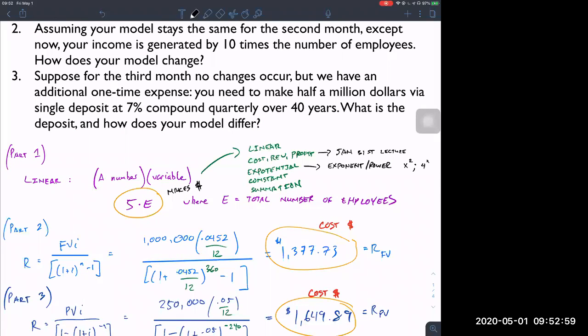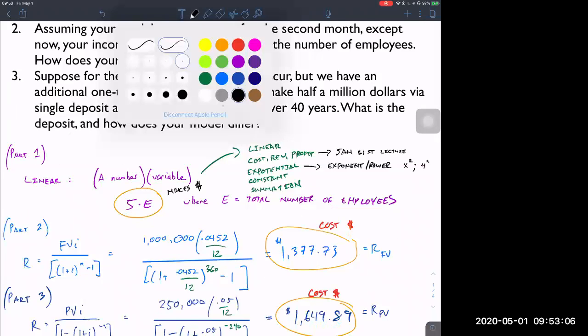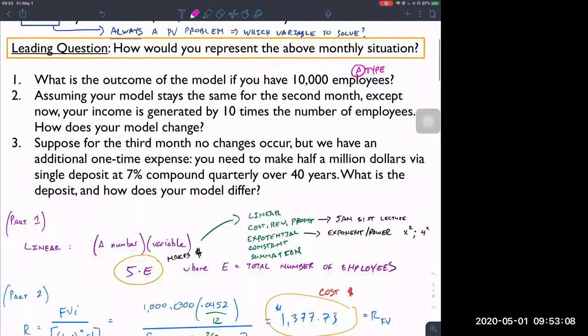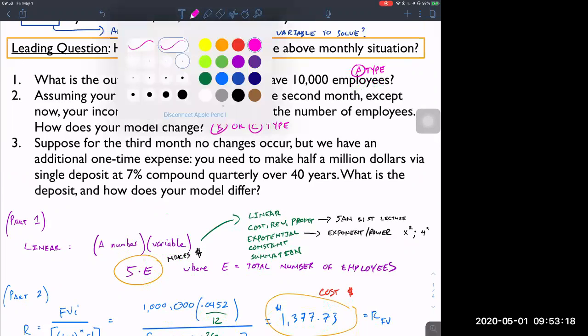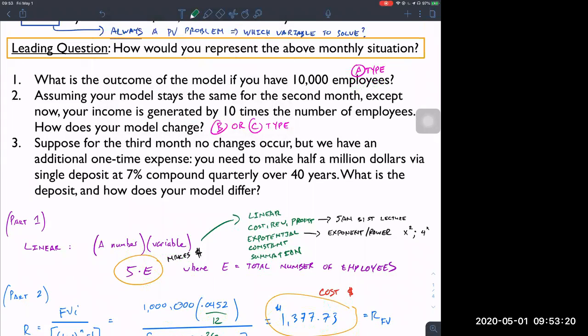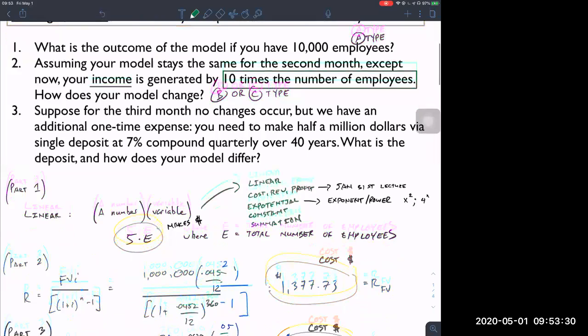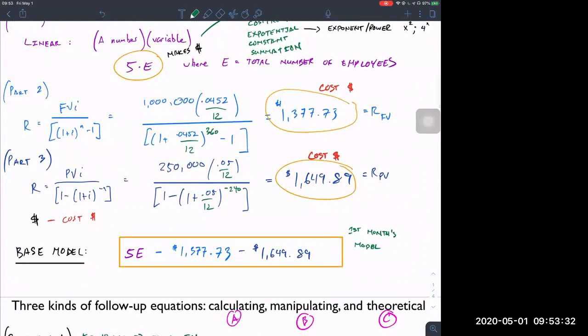It's the part C, is theoretical. So you can think of it as either, I would take either. I would call this either a B or C type. Because what happens? If your income is generated by now 10 times the number of employees, and you look at the base model, what changes here in the orange rectangle?